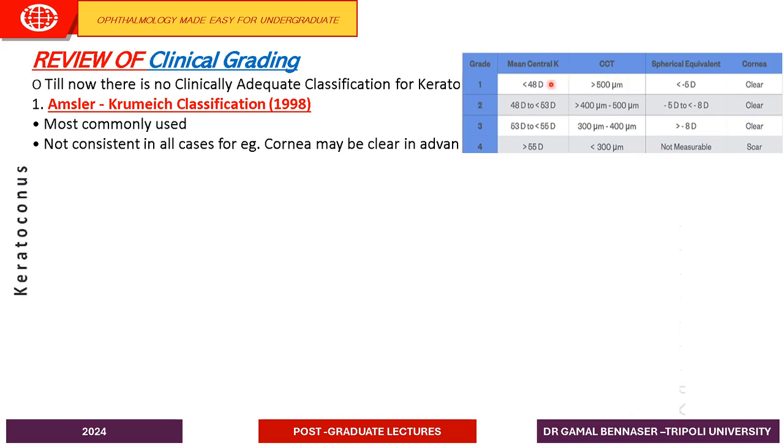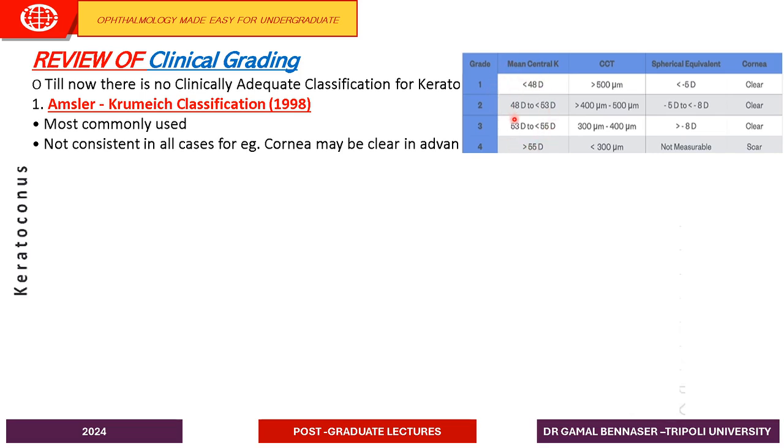Also, it depends on the K reading, especially the Kmax, which only reflects the changes in the anterior surface of the cornea. And as you know, in keratoconus the earliest changes appear in the posterior surface of the cornea. So sometimes you have advanced progression of keratoconus without much change in the anterior surface, so you find the Kmax does not change much.